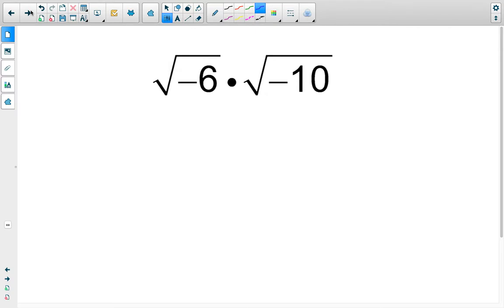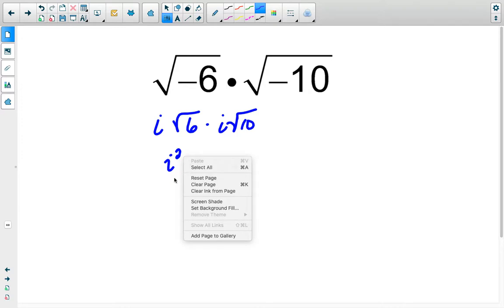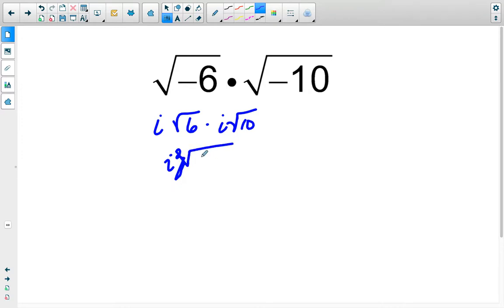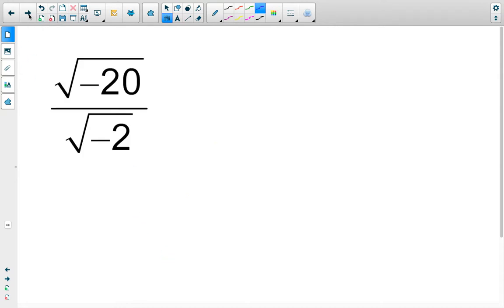Square root of -6 times the square root of -10. Well, i square root of 6 times i square root of 10 gives me i squared on the outside and 60 on the inside. 60 is the same as 4 times 15. So now I have an i squared on the outside, which is a -1. I can take a 2 because I've got two of a kind there, and I'm left with 15. So if you don't take care of the negatives first, you end up losing track of some negatives.